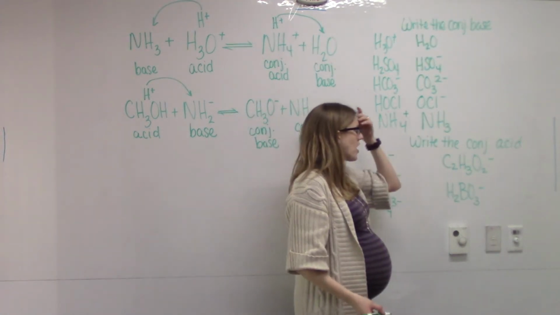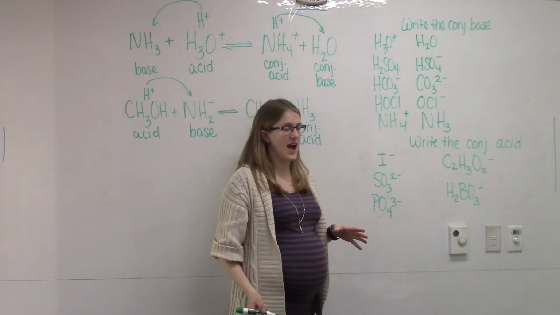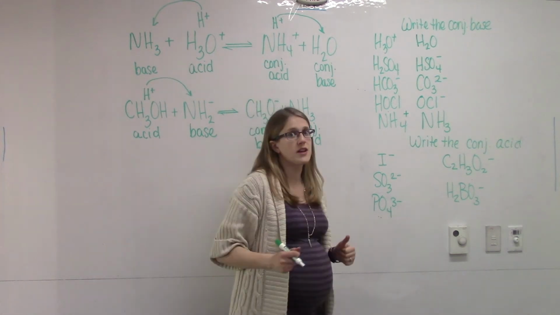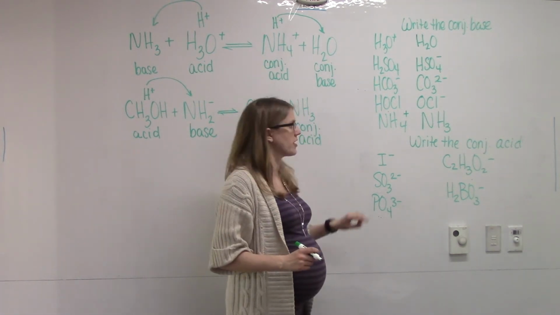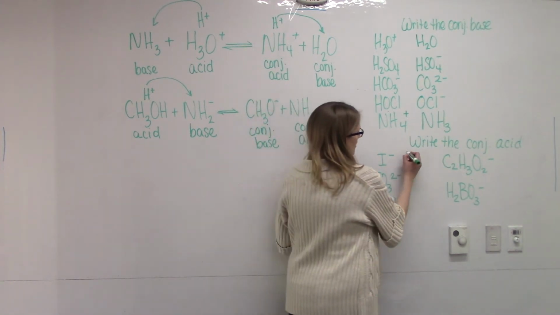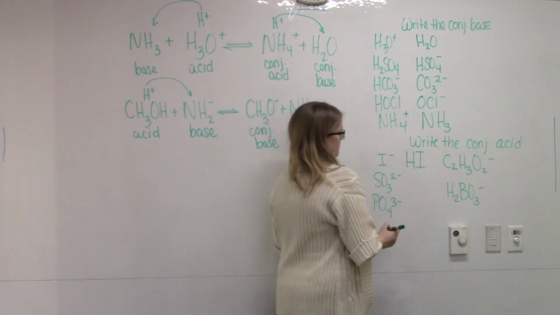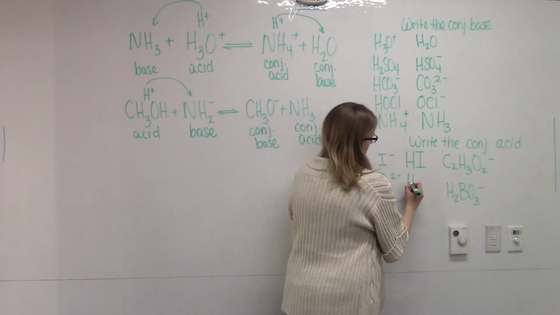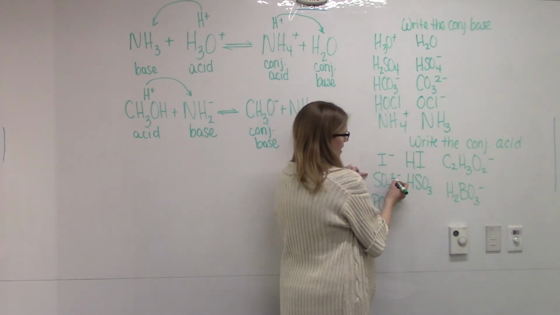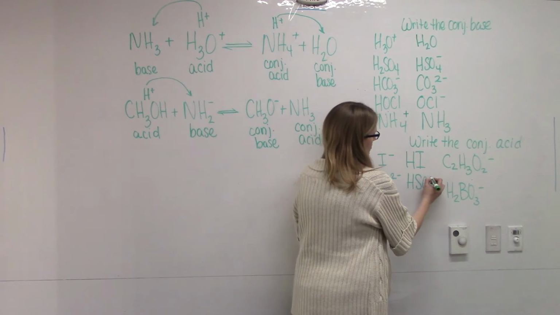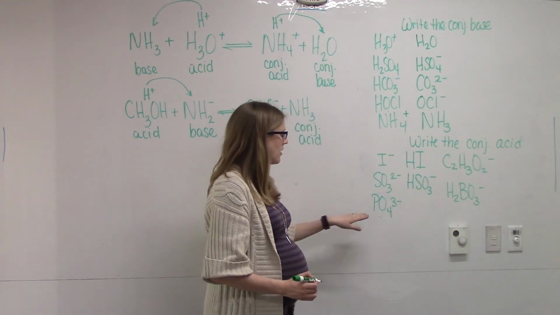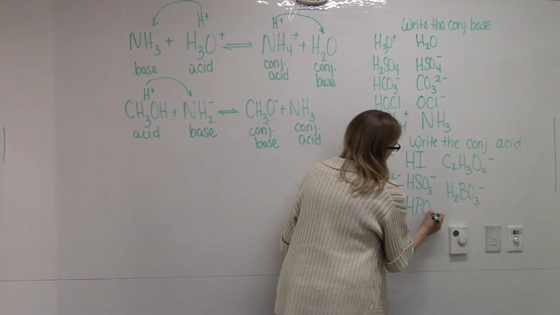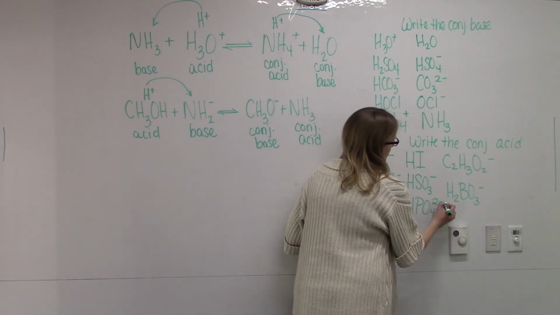Now let's talk about this one. Write the conjugate acid. When we write the conjugate acid, that means everything listed is a base, and it's going to gain an H+. That means the charge is going to go up by 1, and we're going to add an H to it. So instead of I minus, it's going to be HI. Instead of SO3 2 minus, it's going to gain an H, and the charge is going to go up by 1: HSO3 minus. Instead of PO4 3 minus, it's going to be HPO4. Instead of 3 minus, it's going to be 2 minus.